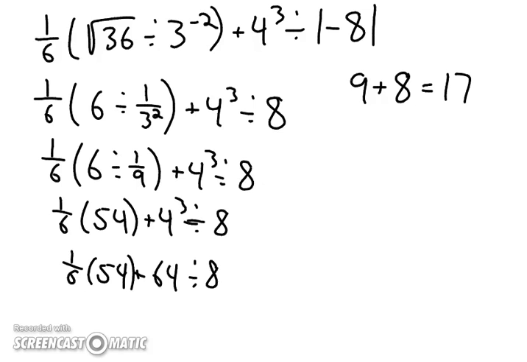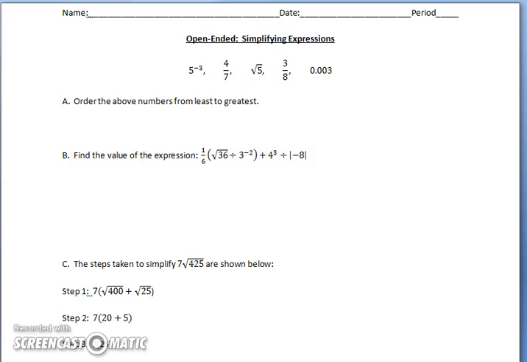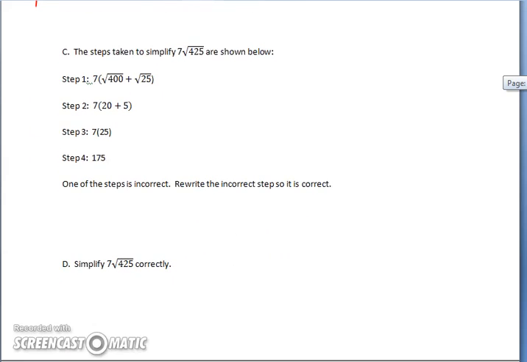For part 3, the steps taken to simplify 7 times the square root of 425 are shown below, and the steps are here. Okay, so step 1 you see, step 2, step 3, step 4. It says one of the steps is incorrect. Rewrite the incorrect step so it is correct.